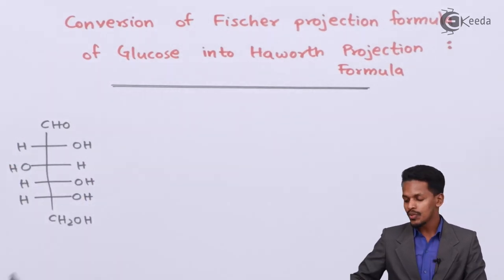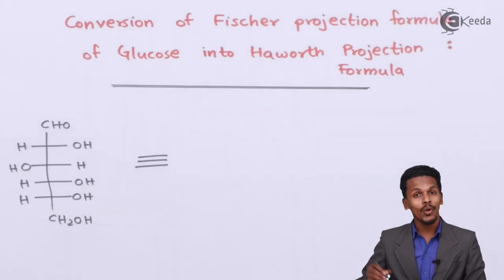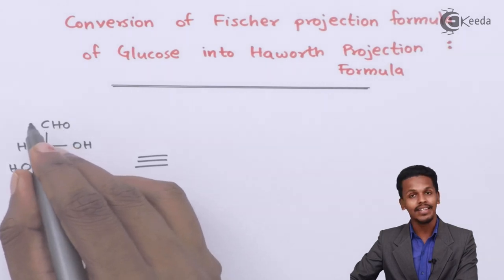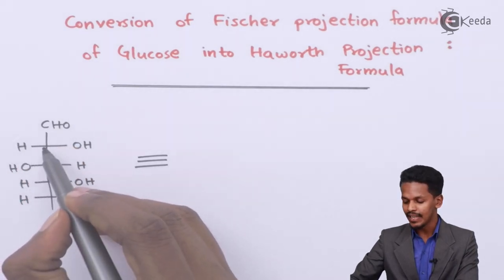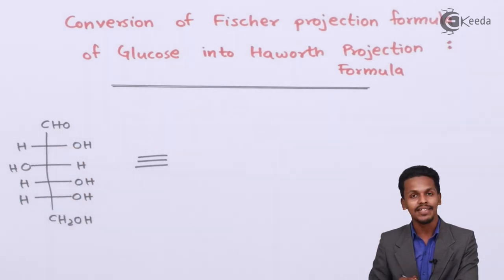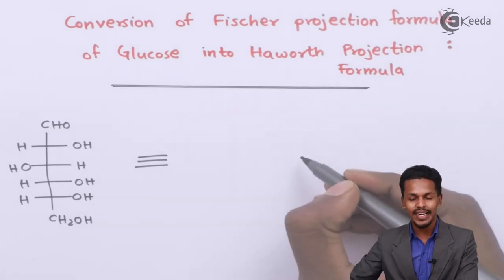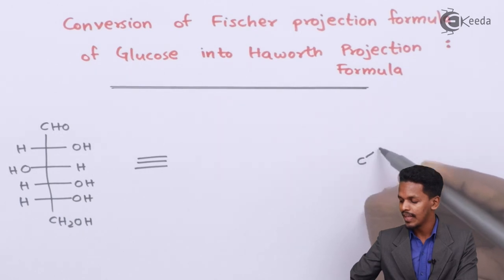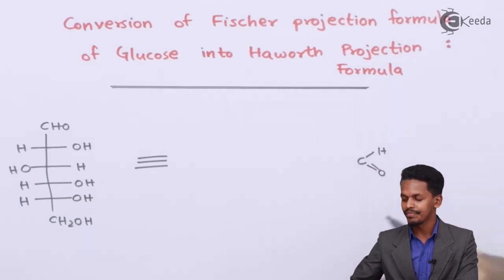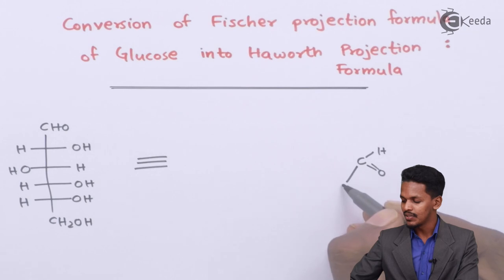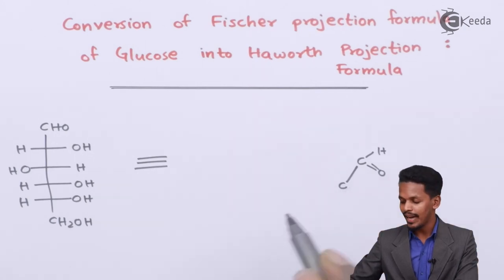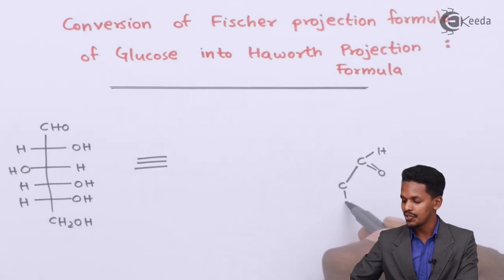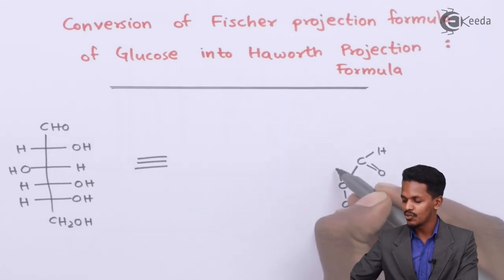But this D-glucose can also be written in the following structure. Here basically we have the first carbon atom, second, third, fourth, fifth and sixth. So the structure we could write starts with the first one, CH double bond O. Talking about the second carbon atom, here we find the OH on the right hand side. So we write OH here and H over here.